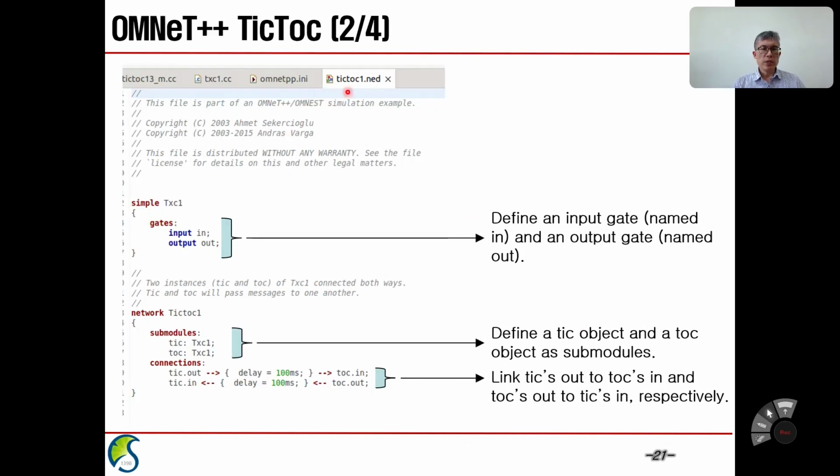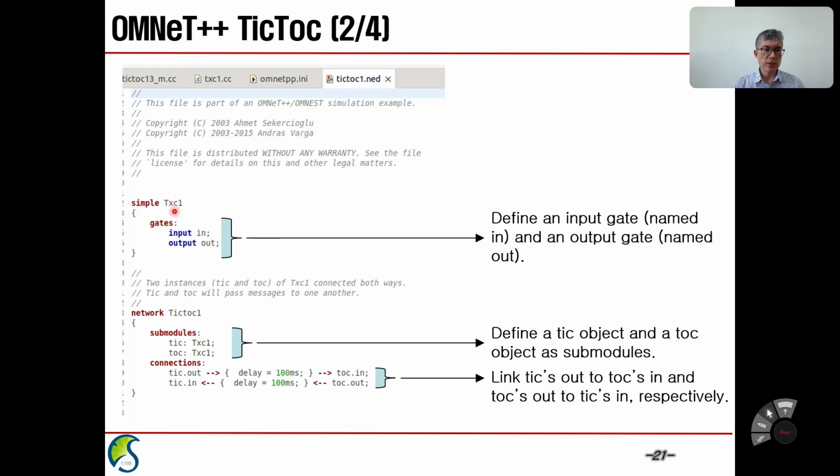The NED file is used to make the simple component and the composite component with multiple simple components. The simple component is Txc. It has two ports, which are called gates, an input gate and an output gate. You can define them like this. And the TicToc network composite module consists of two submodules, Tic and Toc, based on this class.